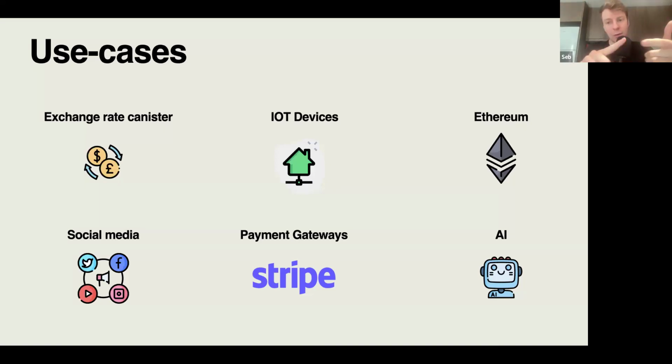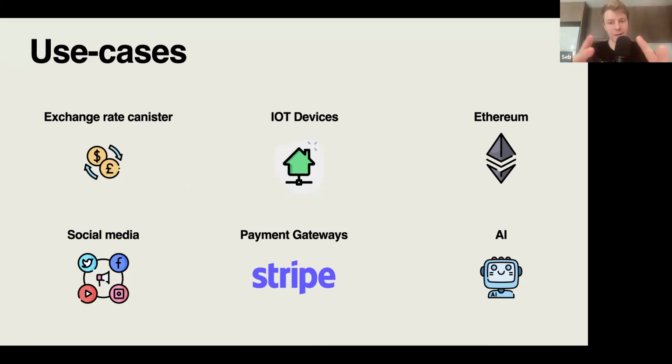Of course, you have ICP, but you also have all sorts of pairs of currencies. So euros to dollars, or Bitcoin to euros, all sorts of exchange rates that you can get. And they are also certified by the canister. IoT devices.